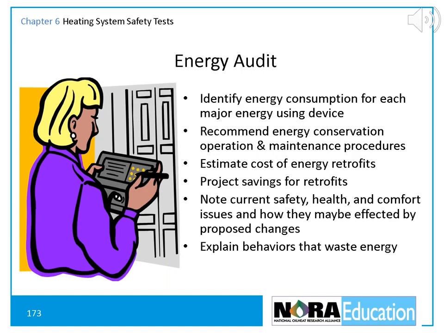First thing that the home performance contractor is going to suggest is that the customer allow them to do an energy audit. The energy audit will identify energy consumption for each major energy using device, recommend energy conservation operation and maintenance procedures, estimate the costs of any energy retrofits, project savings for the retrofits, note current safety, health, and comfort issues and how they may be affected by the proposed changes, and explain behaviors that the customer may be doing that waste energy.